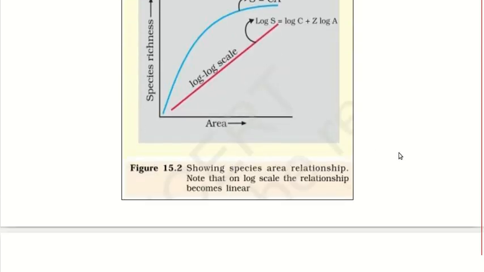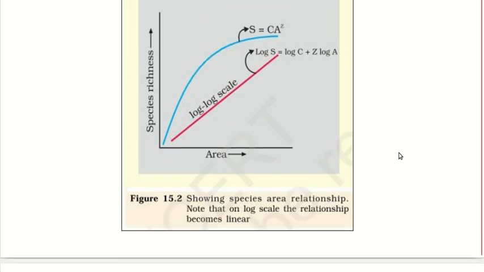So showing species area relationship, this has been asked for 2 mark questions. You can see on the y-axis it is species richness, and on the x-axis it is area. On the log to log scale, you have log S equals log C plus Z log A, and there is almost a parabolic curve, that is S equals C A to the power of Z.